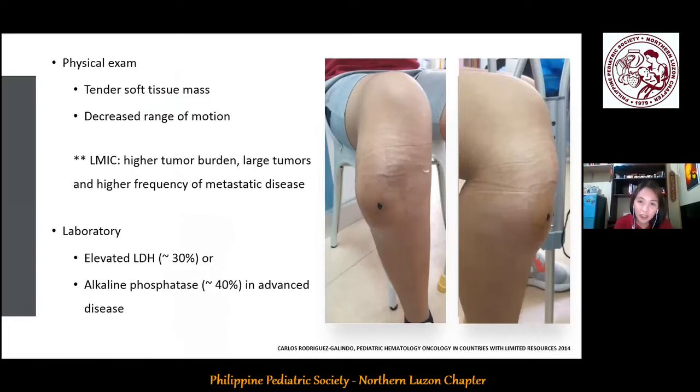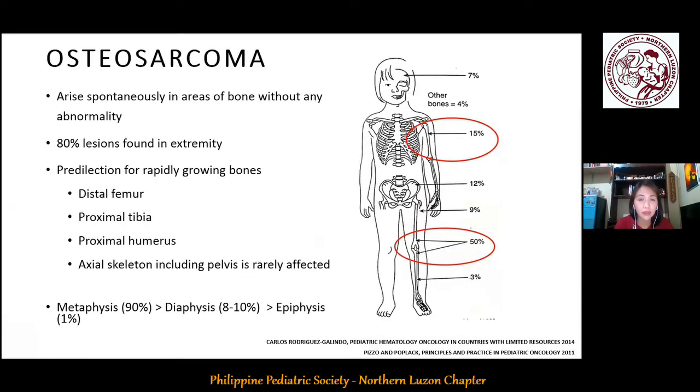So in countries with limited resources such as the Philippines, late diagnosis and difficulties in accessing healthcare result in patients with high tumor burden, large tumors, and higher frequency of metastatic disease in excess of 40%. So laboratory evaluation is often unrevealing. You may have elevated LDH or elevated ALP, but these are more commonly seen in advanced disease. Also, ALP appears to correlate with osteoblastic activity and proved useful in monitoring response to therapy.